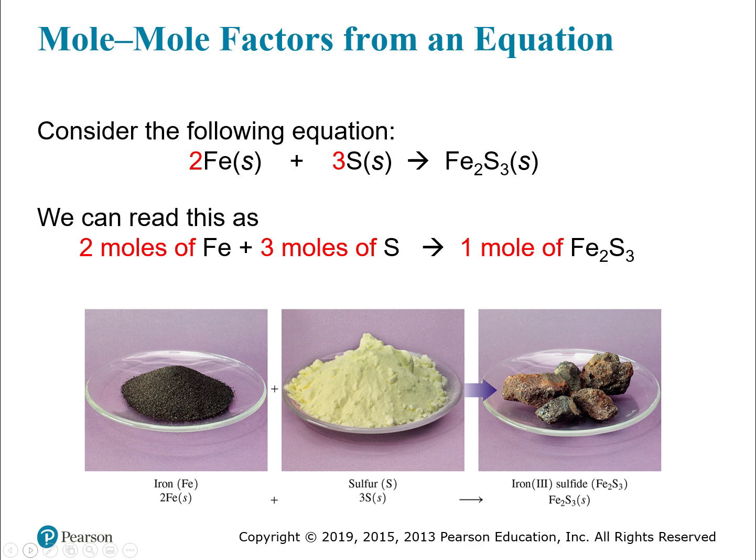To figure out how much of something we should be making in the first place, we can still use that chemical equation. So in the previous slide, we were measuring things out and we had the mass in grams, but we also had a chemical equation. And with a chemical equation, you see these coefficients, they're numbers, and here there's an implied 1. We can read that not just as 2 atoms of iron and 3 atoms of sulfur, but 2 moles of iron and 3 moles of sulfur, making 1 mole of iron 3 sulfide.